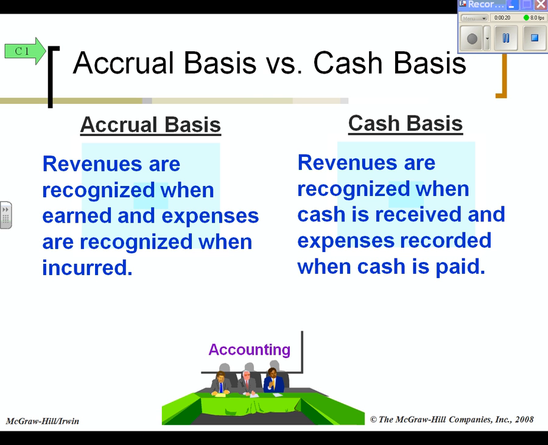Okay, there are two methods of accounting. We have accrual basis versus cash basis. Accrual basis, that's when our revenues will be recognized when they're earned. Our expenses will be recognized when they're incurred. Meanwhile, the cash basis is usually used for small proprietors, very small businesses, a sole proprietor. And what they'll do is they'll recognize the revenue when they receive cash in. So it's all based off of cash. Or whenever they pay cash out, that's when they'll record an expense.